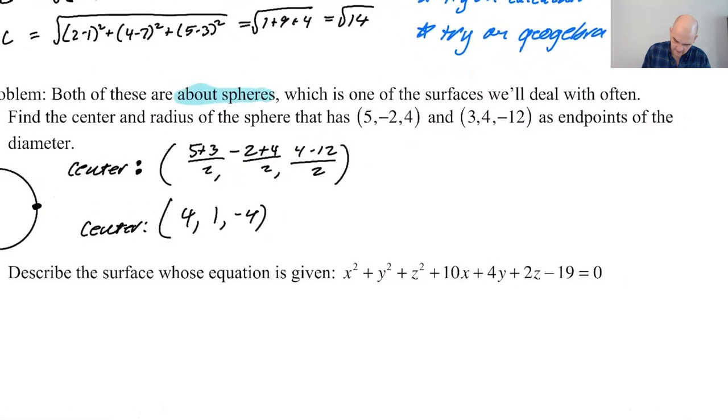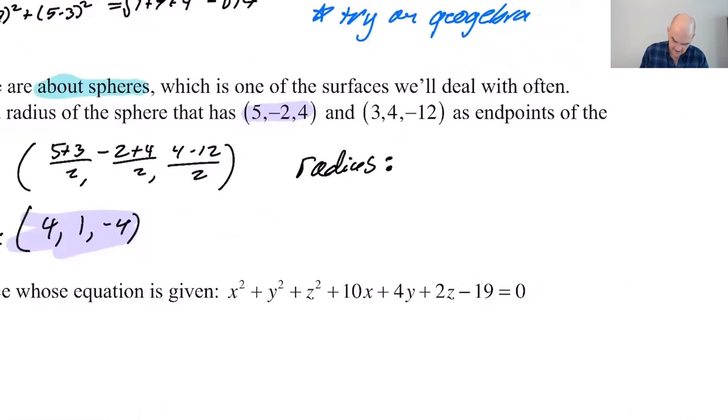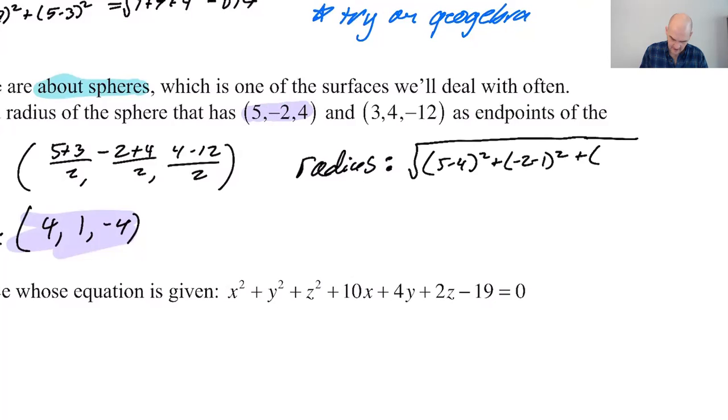Now the radius we can get one of two ways. We can either go from the center to either of these points, which is actually what I'm going to do. I'm going to go from the center to here because it looks like it has the smallest numbers involved. Or we could have gone from here to here, which is the diameter, and then divide by 2. Doesn't make a difference. So I'm going to say that it is the square root of 5 minus 4 squared, negative 2 minus 1 squared. I perpetually make my radicals too short. 4 minus negative 4, so 4 plus 4 squared.